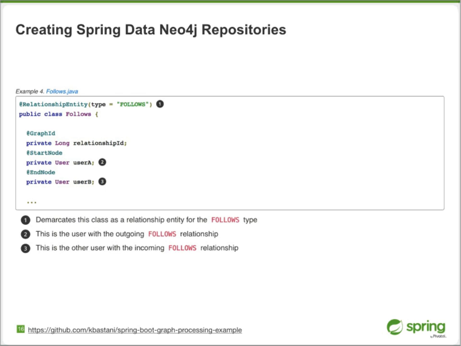So next we have our two users, user A and user B. User A will be annotated as a start node, meaning that this user is following the second user. And the second user, user B, is annotated with end node.